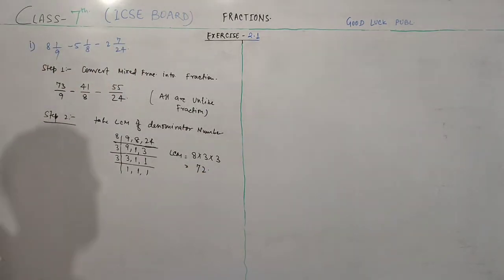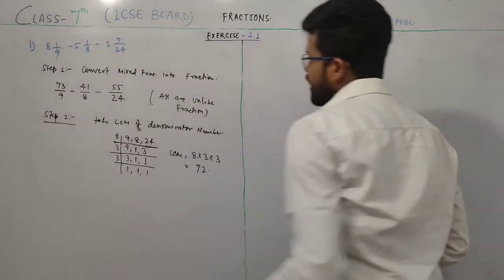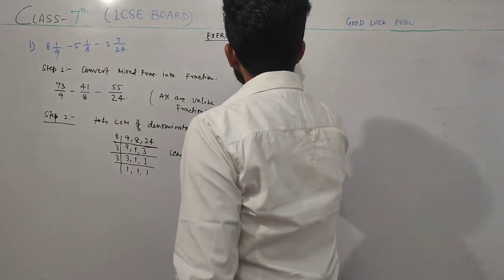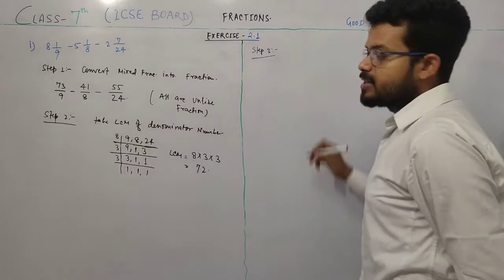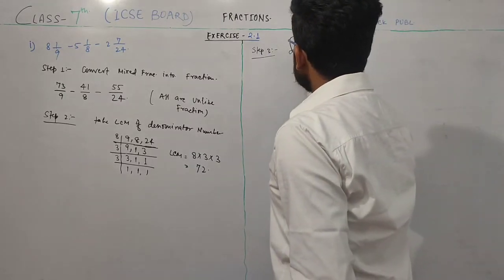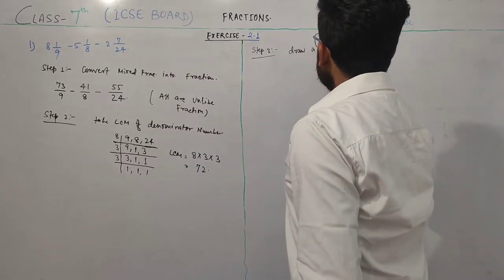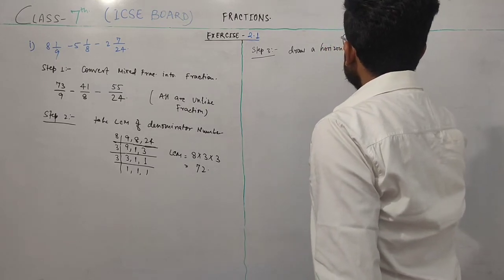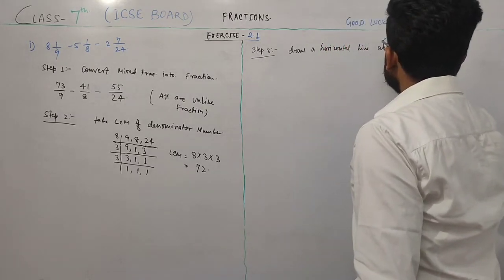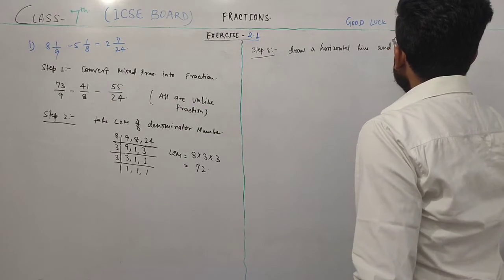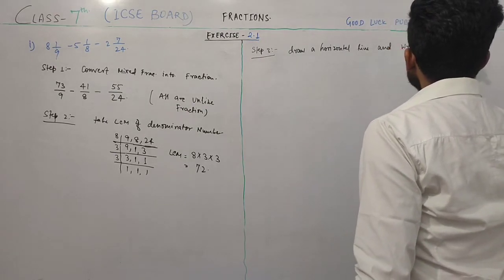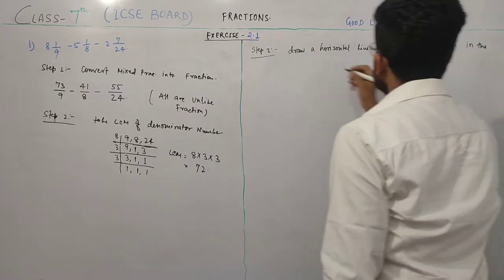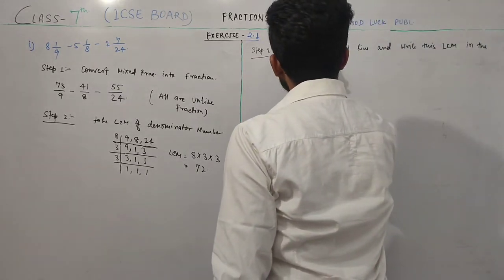This is the LCM. Now, after taking LCM, step 3 is draw a horizontal line and write this LCM in the denominator.